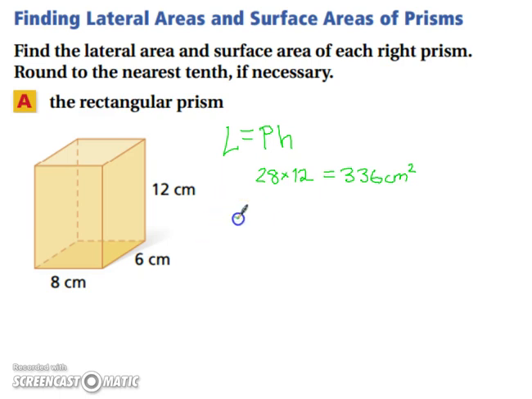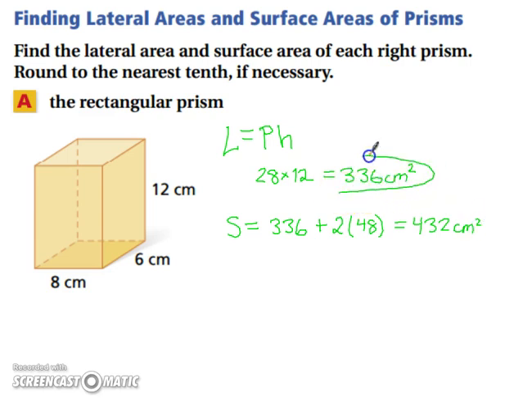Now we need our total surface area. So S equals whatever we got for our lateral, 336. And we're going to add that to 2 times the area of our base. Well, the area of our base is 8 times 6, so that is 48. So now we simplify. 336 plus 2 times 48 is going to give us 432 centimeters squared. So that's our lateral and our total surface area.